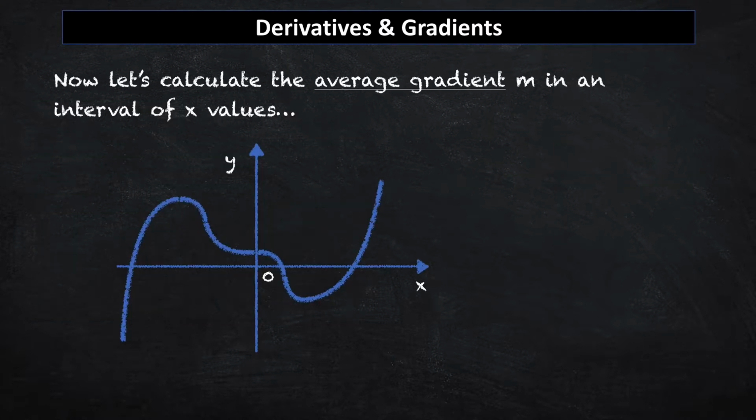Now, let's calculate the average gradient m in an interval of x values. So again, we define two values of x and the corresponding y values.